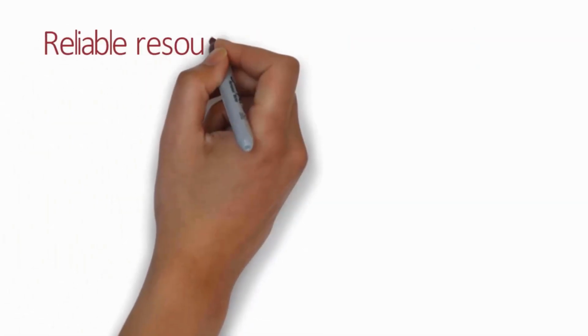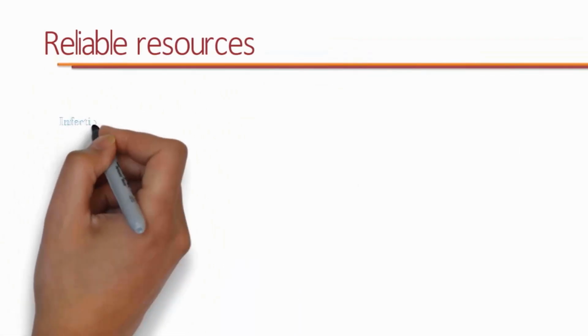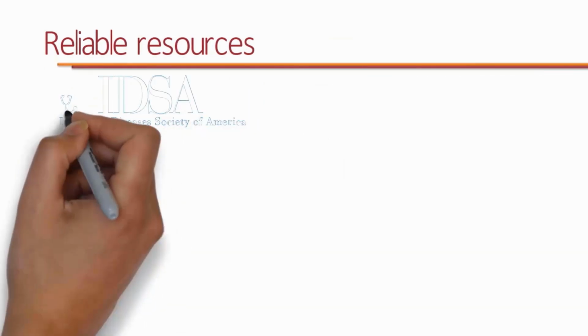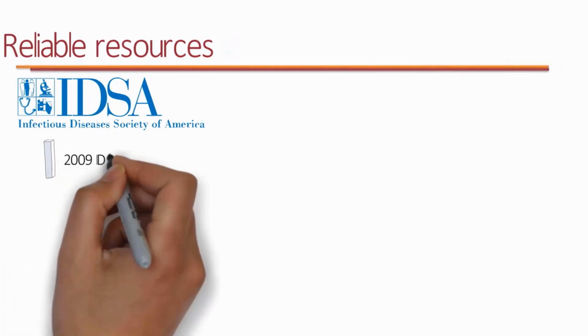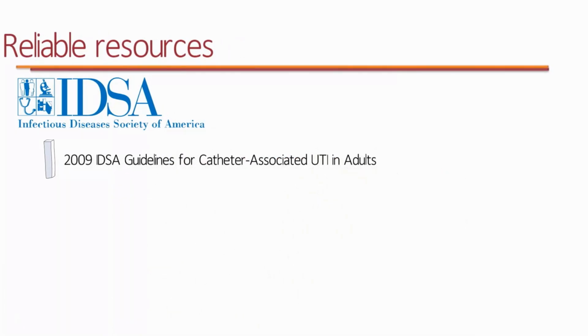Now let's take a look at reliable resources. IDSA is the Infectious Diseases Society of America. It's the organization in the United States that develops clinical practice guidelines for infectious diseases. The first guideline that you should be aware of is the 2009 IDSA guidelines for catheter-associated urinary tract infections in adults. This is the guideline that clinicians typically refer to for complicated UTIs.